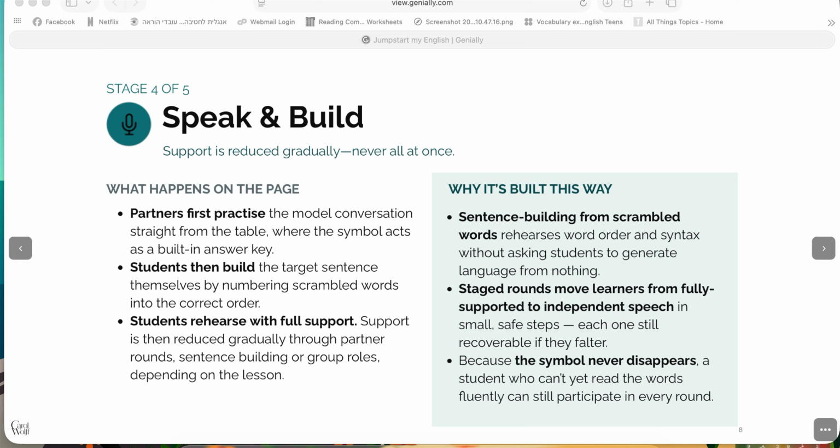Sentence building activities allow students to practice the word order without having to create the language from nothing. Support is reduced gradually. Students who still need support, model, or oral prompts can continue using it while taking part in the same lesson. So everybody will remain involved. There is no "I cannot do it" option.